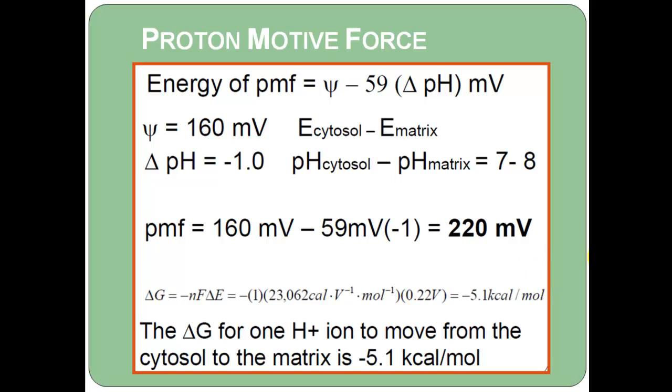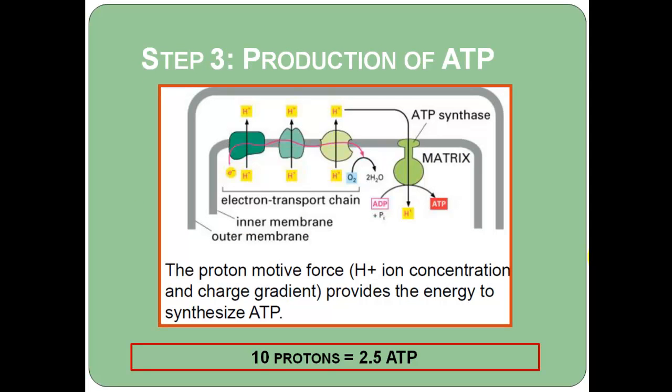Alright, so the first two steps of oxidative phosphorylation were the electron transport chain and then the generation of the PMF. The final step in the oxidative phosphorylation cascade is the production of ATP. As a result of the proton motive force, protons flow through a channel called ATP synthase. In this figure, that's this channel over here. In the process, 2.5 ATPs are produced per 10 protons. So the proton motive force provides the energy to synthesize ATP.